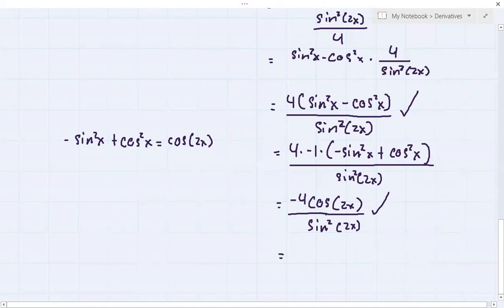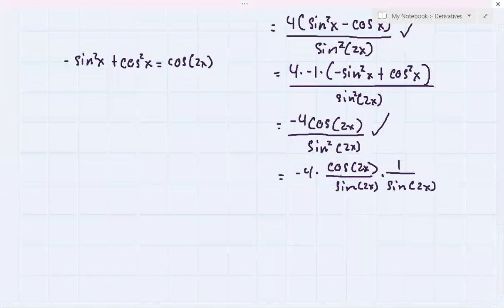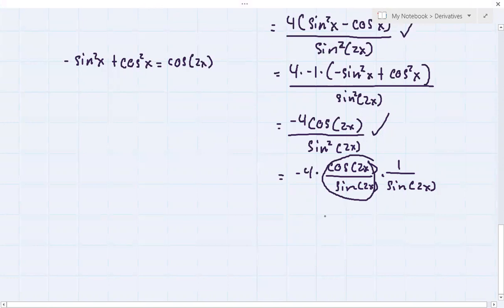Kung gusto nyo, i-factor out natin itong si sine squared of 2x into 2 factors of it. Ang mangyari dyan, we can have negative 4 times cosine of 2x all over sine of 2x times 1 all over sine of 2x. Kumbaga na-factor ko lahat yung mga factors dito. Okay, sa naka-fraction. Pinagsama ko nga lang si cosine of 2x at saka si sine of 2x.